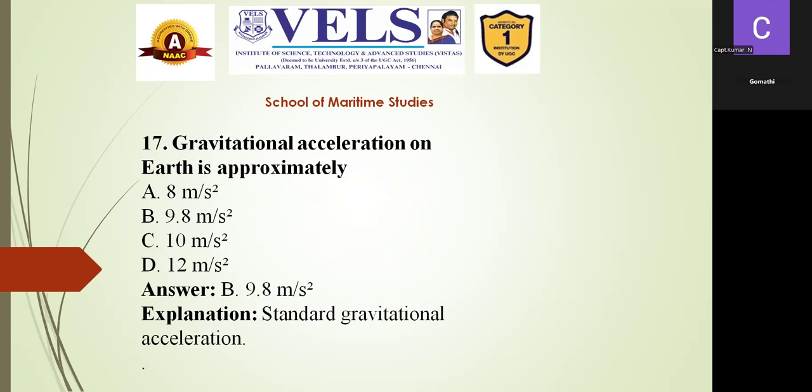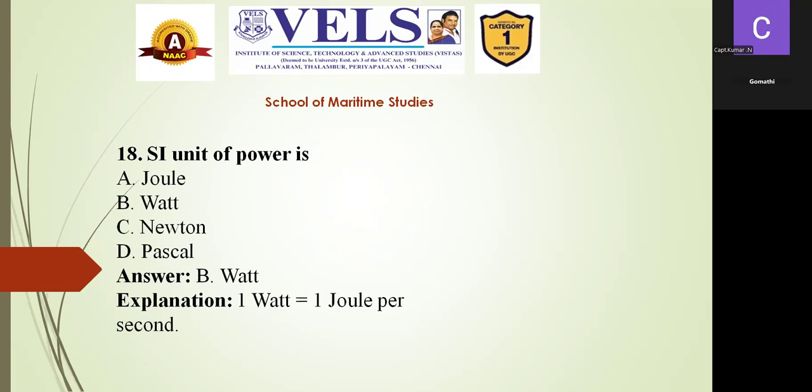Our next question is: gravitational acceleration on Earth is approximately 9.8 meter per second square. It is the standard gravitational acceleration. Our next question is SI unit of power. What is power? The unit of power is watt, joule per second.